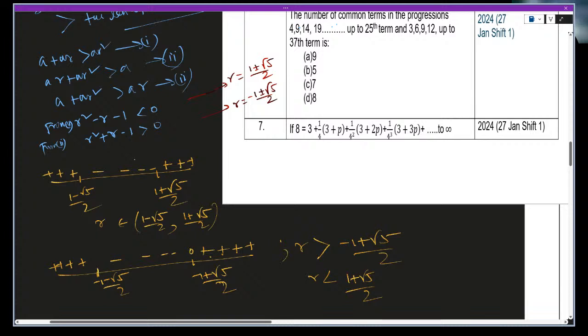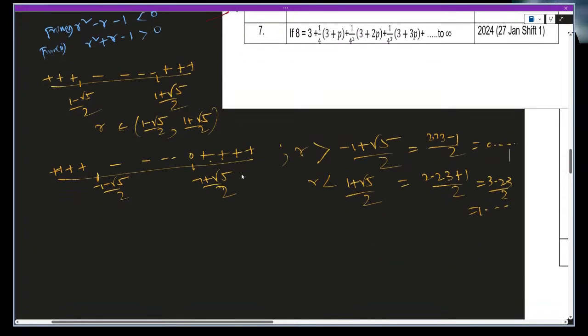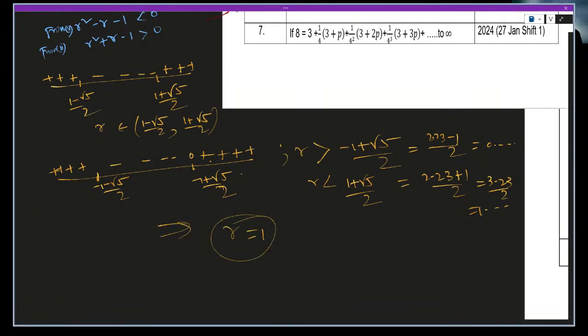What value of R will you accept? Tell. Only one, because this is how much? It's a fraction. This one, 3.23 by 2, means 1 point something, and this one point something. So this indicates that R is equal to 1.